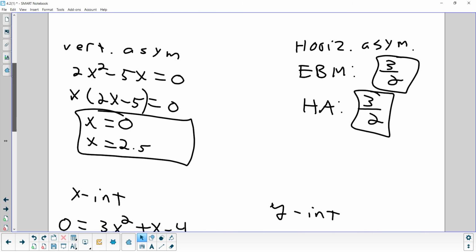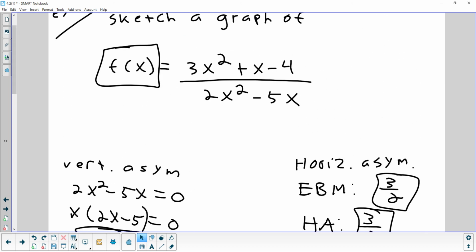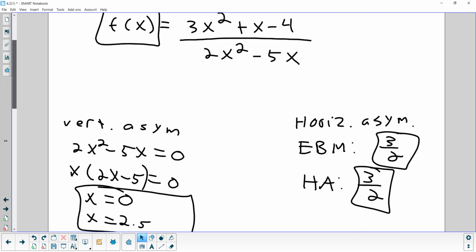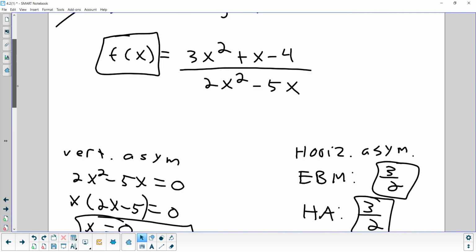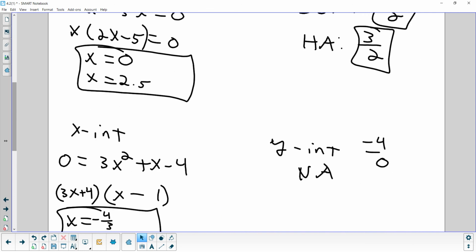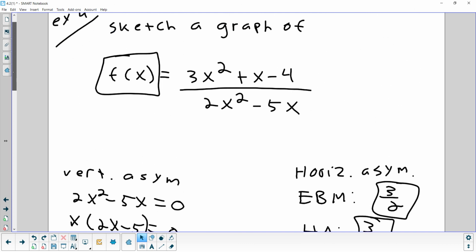Set x equal to 0. What happens if you plug in a 0 for x there? What do you get in the top? Negative 4. What do you get in the bottom? 0. Can't do that. This graph will never cross the y-axis. Because you would end up with negative 4 over 0. That's divided by 0. So no y-intercept. Okay, that's enough information to make our sketch.